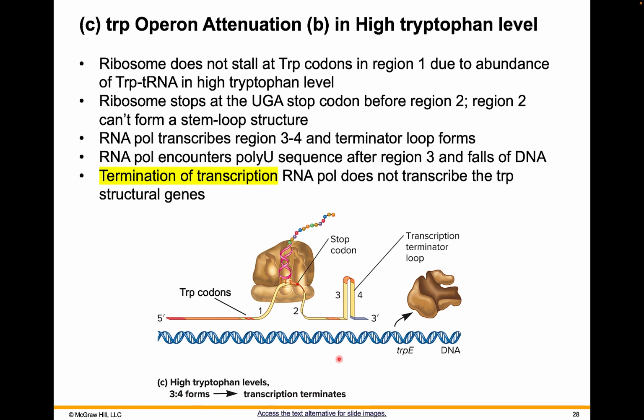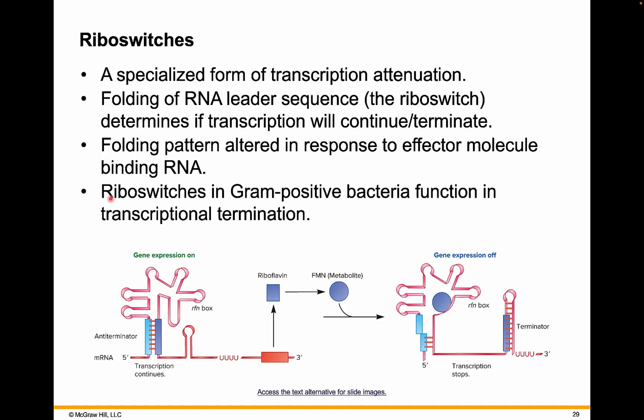For example, if tryptophan by itself could do something here, we would call this a riboswitch. So let's take a look at how riboswitches, for example in gram-positive bacteria, function in transcriptional termination. In Bacillus subtilis, this is studied very well. Here you are looking at the mRNA start with an extensive amount of secondary structure. Right here there is the RFN box, which is the switch box, followed by a stem-loop structure, followed by a poly-U tract.